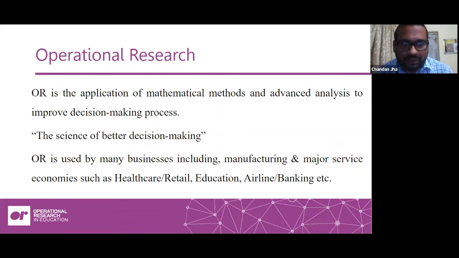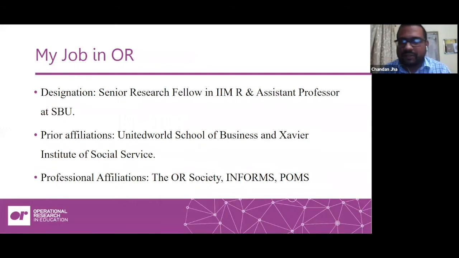Fine. This is used by many businesses, including manufacturing and major service economies such as healthcare, retail, education, airline, banking, and so on. Almost every manufacturing and service economy has huge applications of operational research. So I will explain a bit more in detail what my job in the operational research area is.